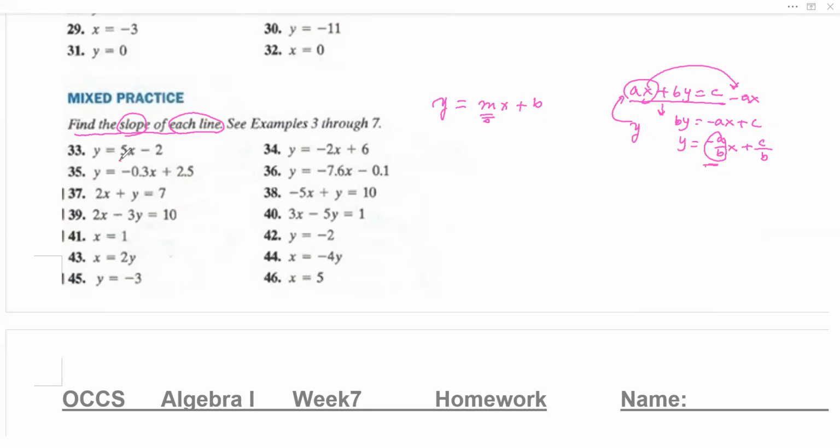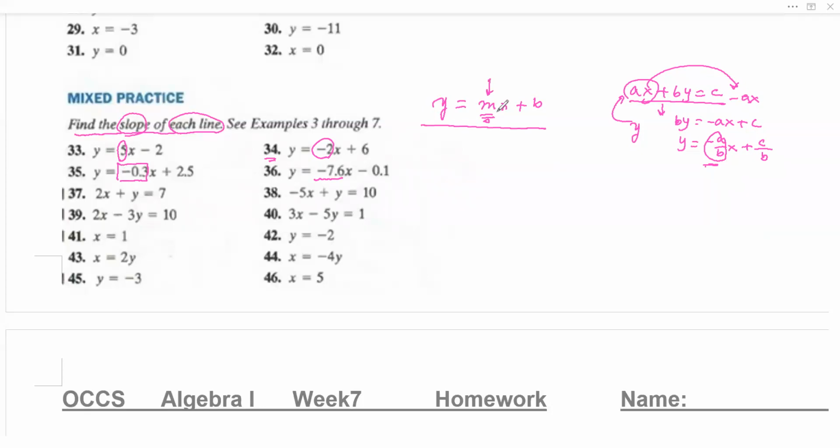The slope here is m, right? Is 5. We can read it out quickly. 34, the slope is -2, right? We can read it out quickly. Like 35, the slope is negative 0.3. And 36, the slope is right this part. This four-part is super easy, right? This is fun because this one is in this format. We can read the slope out of there quickly from the coefficient of the x.